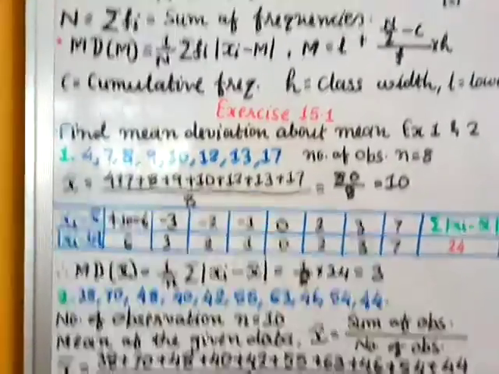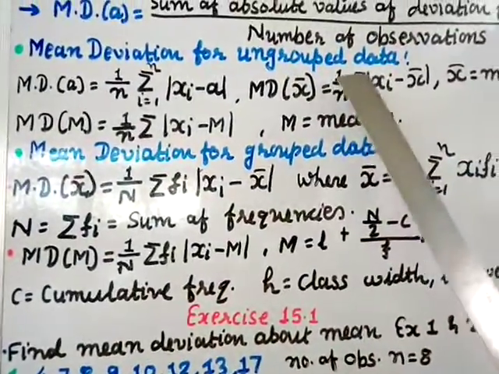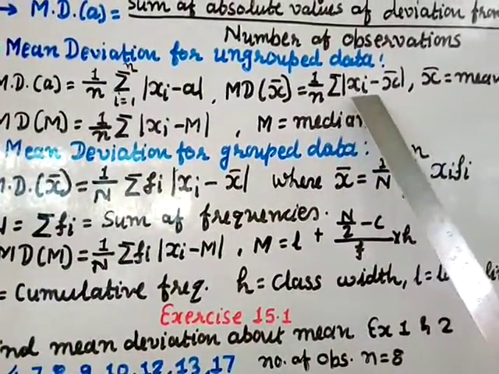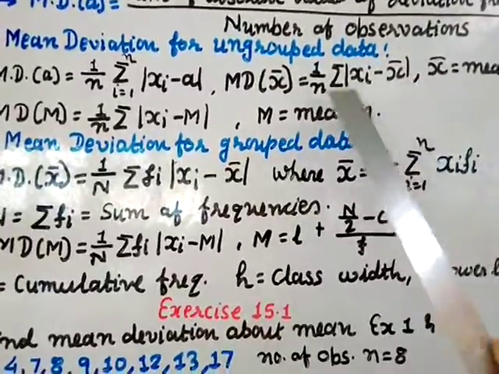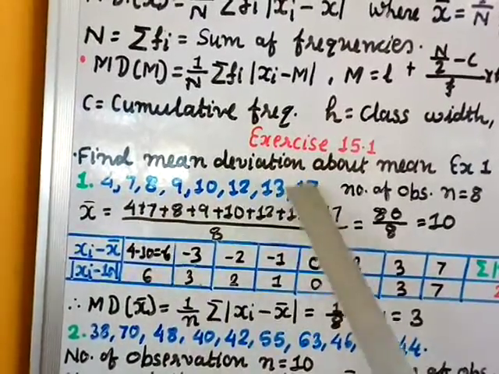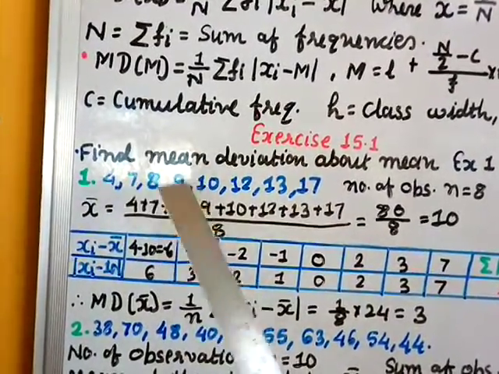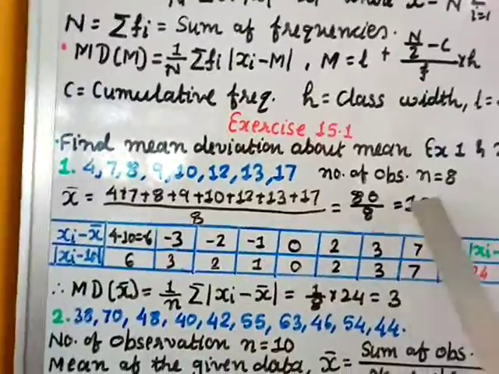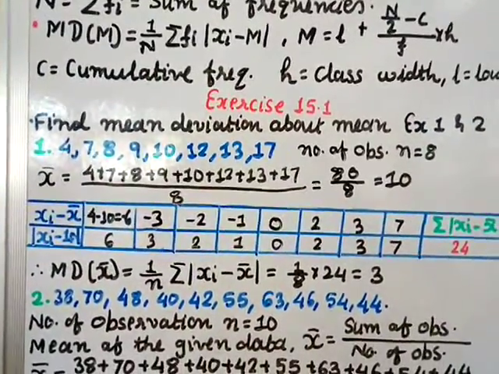So for that I need, see the formula is sigma modulus of xi minus x bar divided by n. So I have to find this value first. Okay, and what is xi? Xi will be x1, x2, x3 and so on, up to xn, because the number of observations is 8.